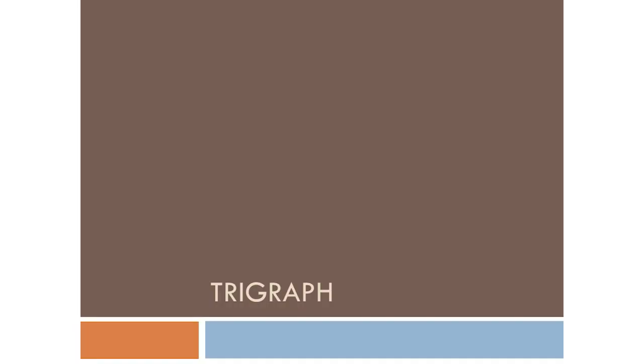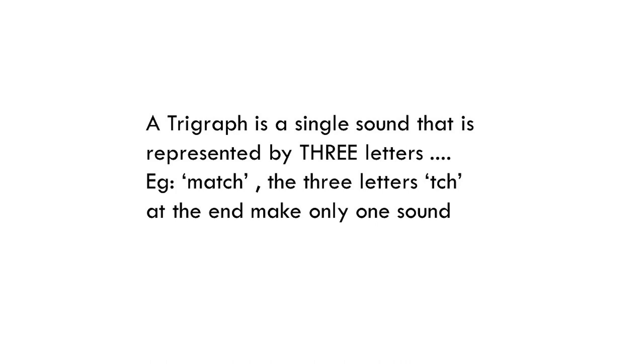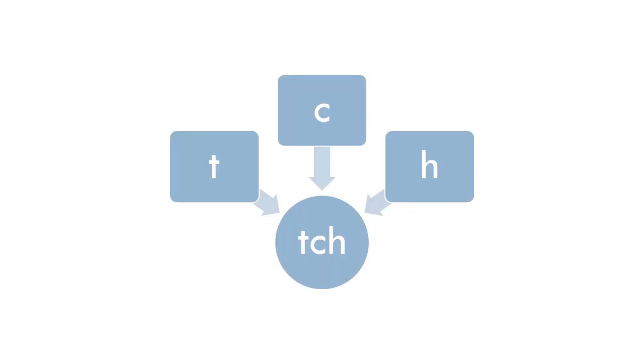Right, now we'll go to the next one. What is that? That is trigraph, that is three. What is trigraph? It is nothing but the same as a digraph. Here three letters combined together give a single sound. Yes, a trigraph is a single sound that is represented by three letters. Example, match. Here in match, TCH. T is an individual letter, C is an individual letter, and H is also an individual letter. All the three letters combine together and give only one sound, that is CH. Example, match, batch, fetch, like that. The three letters TCH at the end make only one sound. This is called a trigraph. Okay, now we are clear with digraph and trigraph.